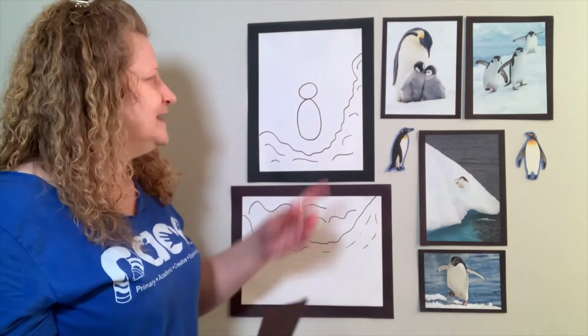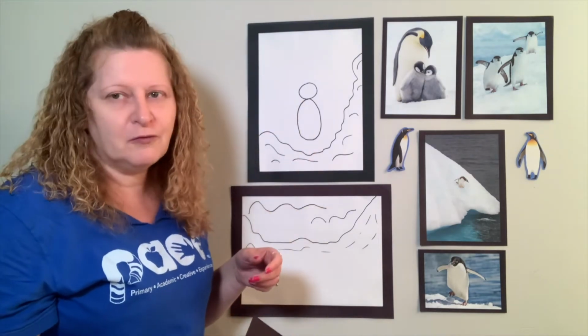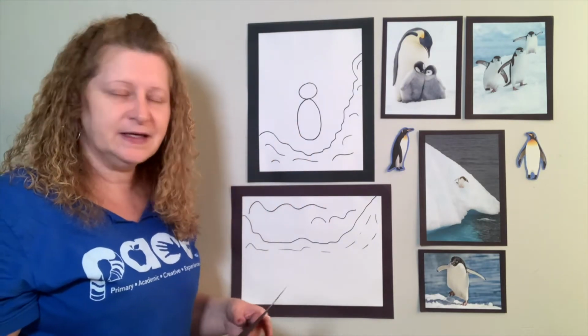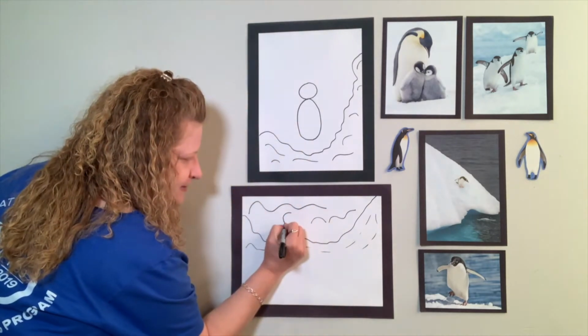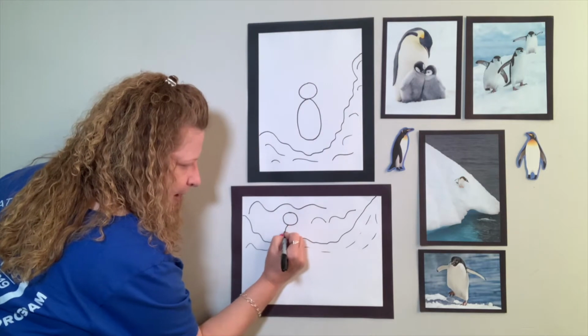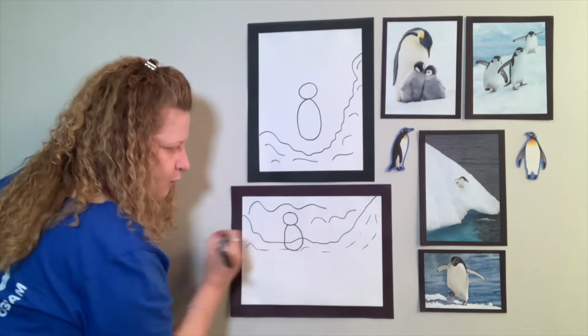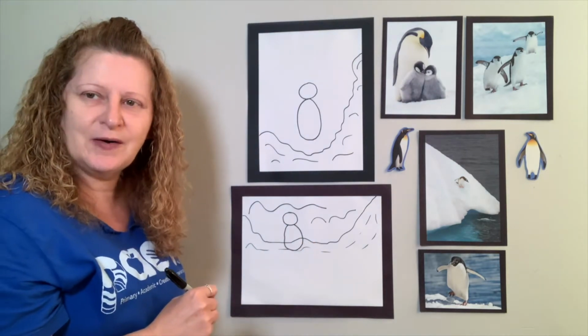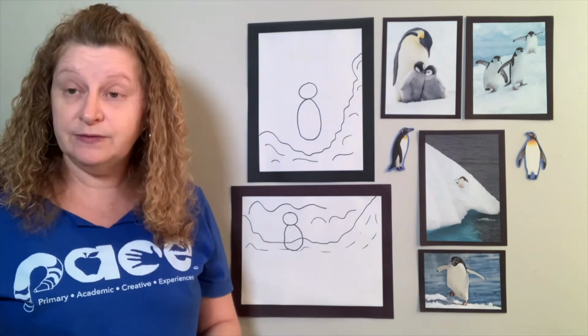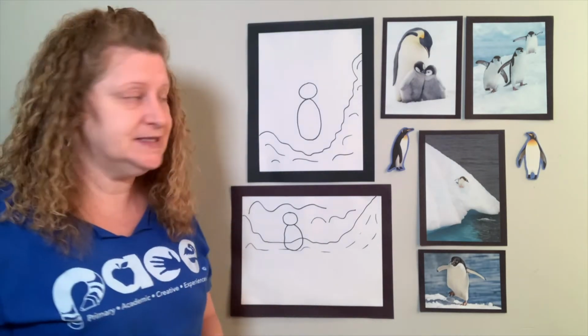Good job. It's okay if it looks a little bit like an oval. It doesn't have to be perfect. So we would draw a circle, and on the bottom we drew an oval. Good job. Now the next thing that we want to do is add his eyes.